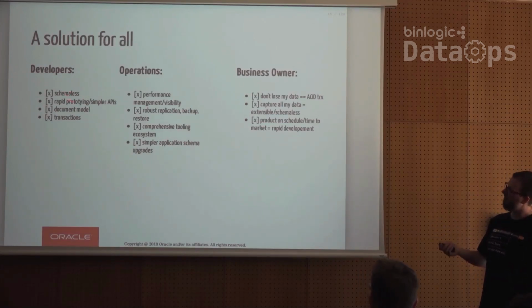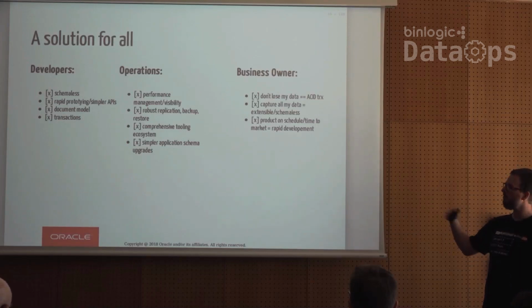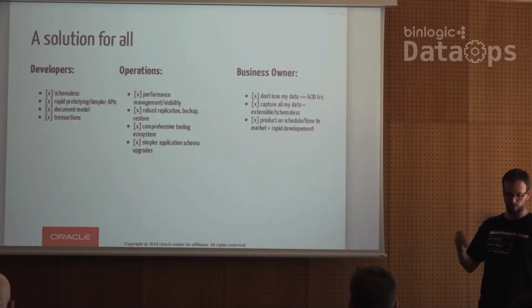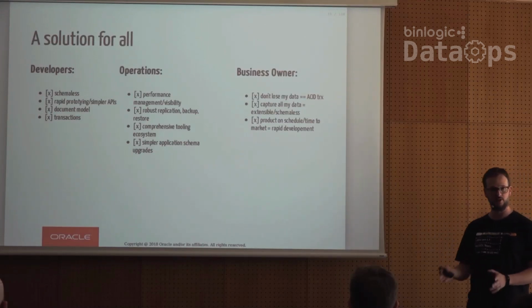So we have schemaless. They don't have to take care about schema design. It's very rapid prototyping. They have a very simple API because they will use CRUD operations. I will tell you what CRUD operations are after. Document model, their starter model, but they have also transactions. For operation, performance, management, visibility, they know that. It's the same as MySQL.